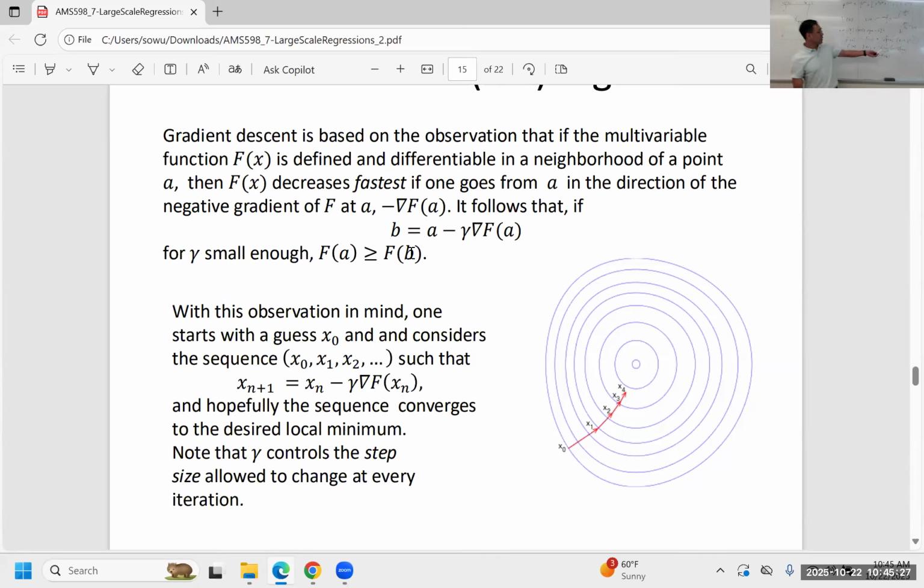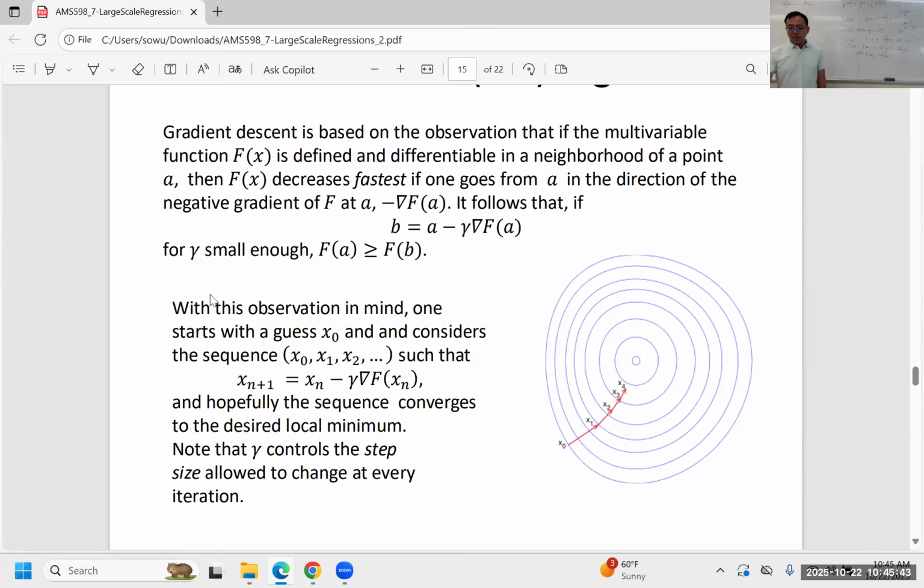The same thing if you go in the direction of the gradient: if this is positive, then f(B) is going to be bigger than f(A). So your function is going to increase in the direction of the gradient. So this is the gradient descent method. With this in mind, we can start the algorithm from some random guess x0, and then x(n+1) equals xn minus gamma times the gradient of f at xn. Hopefully this is going to converge to some local optimum.